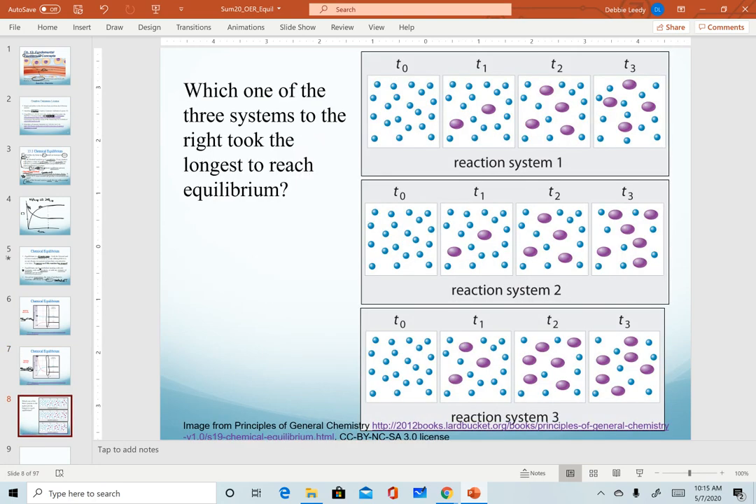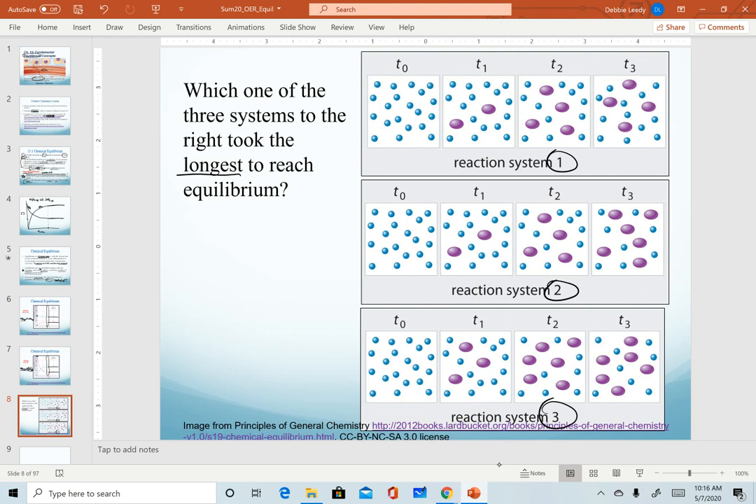To make sure the idea of equilibrium makes sense, I want you to take a minute and look at these three systems. So we have system 1 up top, then 2, and then 3. And I want you to identify which of these three systems took the longest to reach equilibrium. So take a minute, pause the video. When you have an answer, replay, and then we'll come back and discuss the answer. All right, so I assume you have an answer.